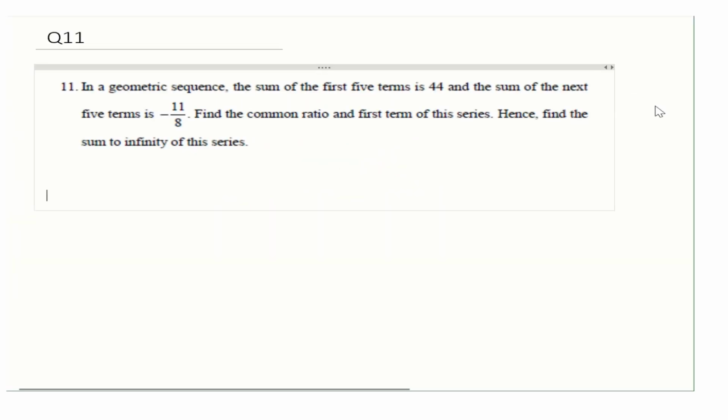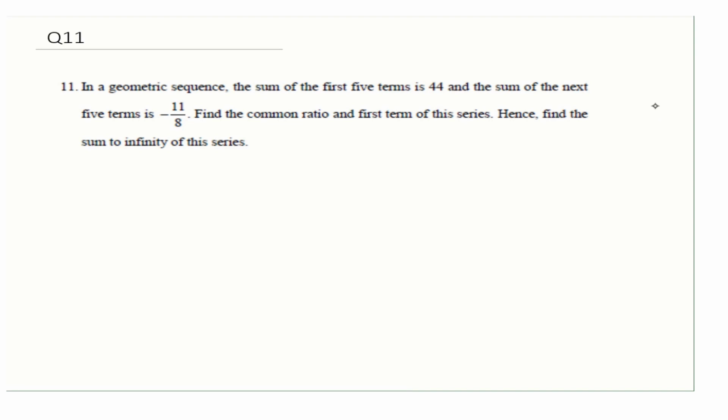Now let's look at question 11. In a geometric sequence, here it mentions that this is geometric. The sum of the first 5 terms is 44. The sum of the next 5 terms is negative 11 over 8. The question asks to find the common ratio and the first term of this series. Hence, find the sum to infinity.